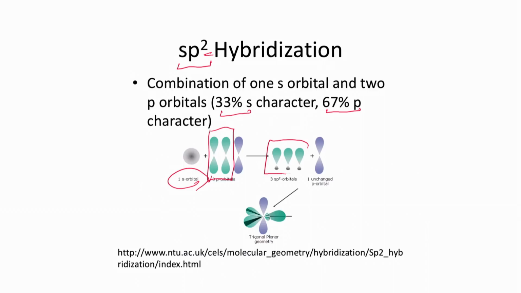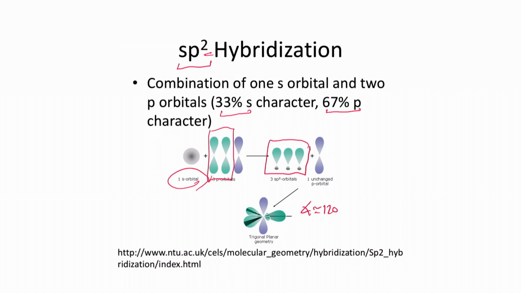So now I have 3 orbitals that are hybrid, partially s and partially p, but mostly p, 2/3 p, 1/3 s. The purple p orbital stayed unused, so that's there, it's unchanged. Now I have 3 things in space. These are going to have a different geometry. Instead of being linear, like the sp hybridization was, this is going to be more like a trigonal planar geometry, where the angle is going to be about 120 degrees.